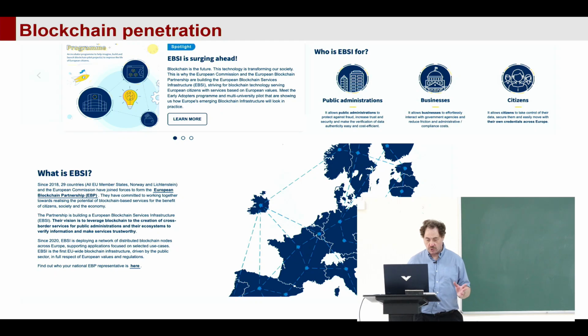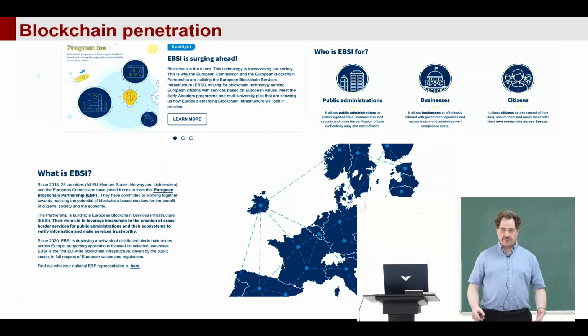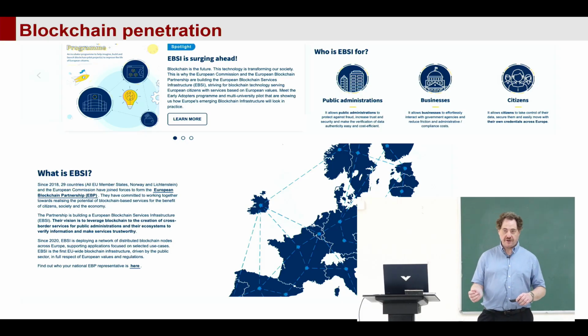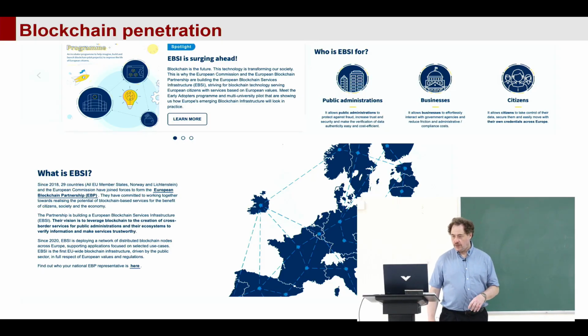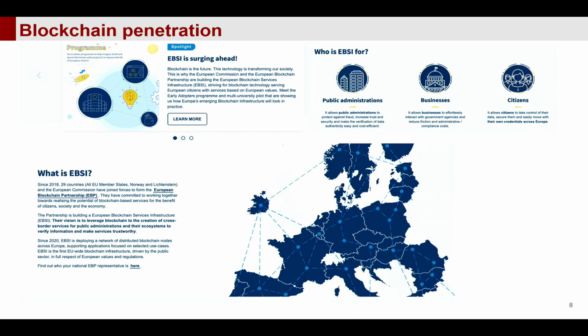And the vision is to leverage blockchain for the creation of cross-border services, so that, for example, a diploma or, say, a vaccination certificate against COVID, or against any disease, could be issued in one country, put on blockchain, and verified in a different country. Because in Europe there is a lot of cross-country, cross-border travel. So the idea is to use EBSI for public administration, for businesses, and also for individual citizens.